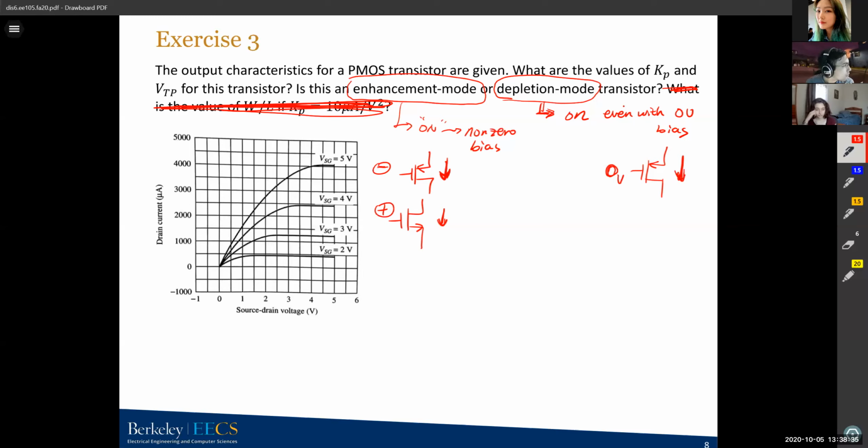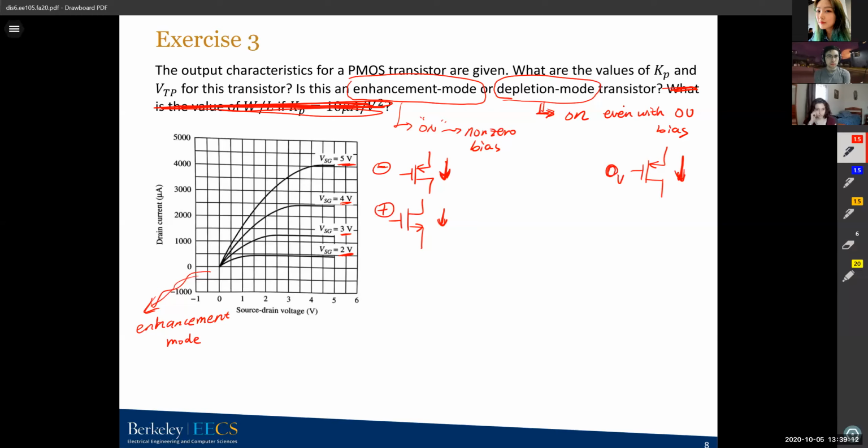Let's go back to this one. From this one, we have a negative gate voltage, VSG positive, and then we have a current. If we have a 0 gate voltage, we'll have no current. So I would say this MOSFET is enhancement mode, because to have a current, we must apply a gate voltage to it. This is an enhancement mode transistor. This is the first part we can solve from this plot.